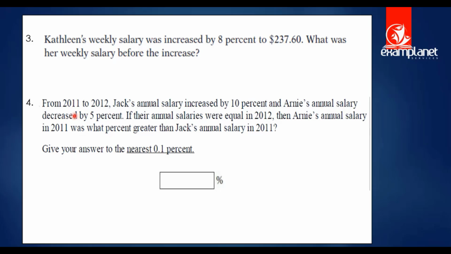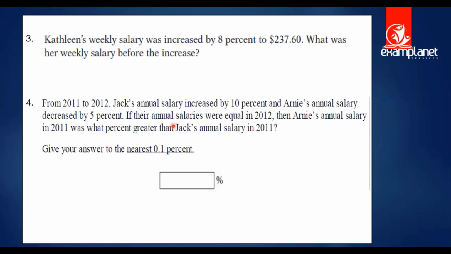So from 2011 to 2012, Jack's annual salary increased by 10% and Annie's annual salary decreased by 5%. That's it. So now, like I told you, always take your word problem questions line by line, statement by statement. The first statement, express it mathematically before you move on to the next one. So the question is talking about the change from 2011 to 2012, but the change is not about one person now, it's about two people, Jack and Annie. So the good thing I can do here is to separate the analysis. Let me do Jack on one side, Annie on one side, and then see what it will be at the end of the day.